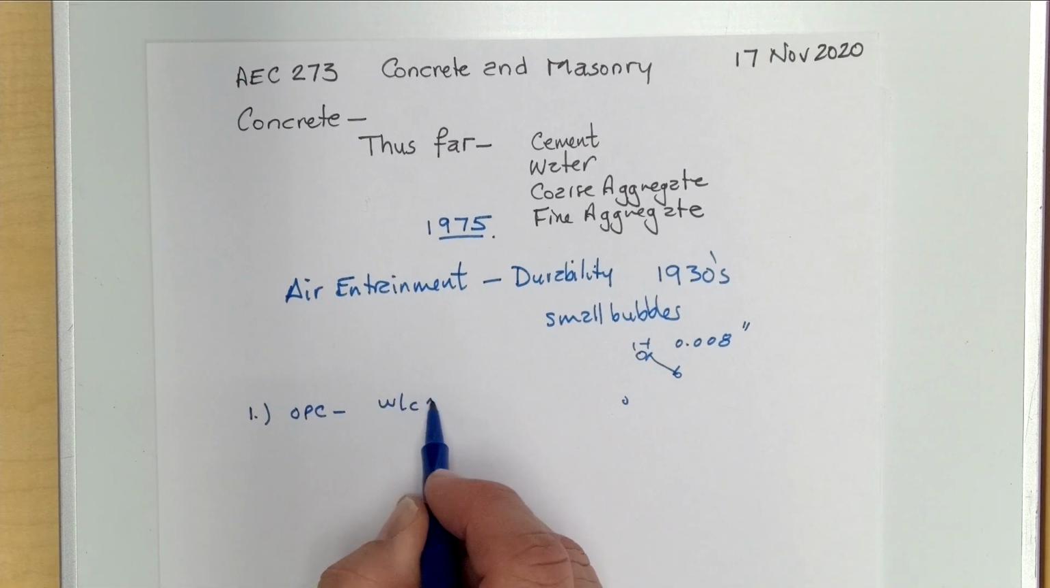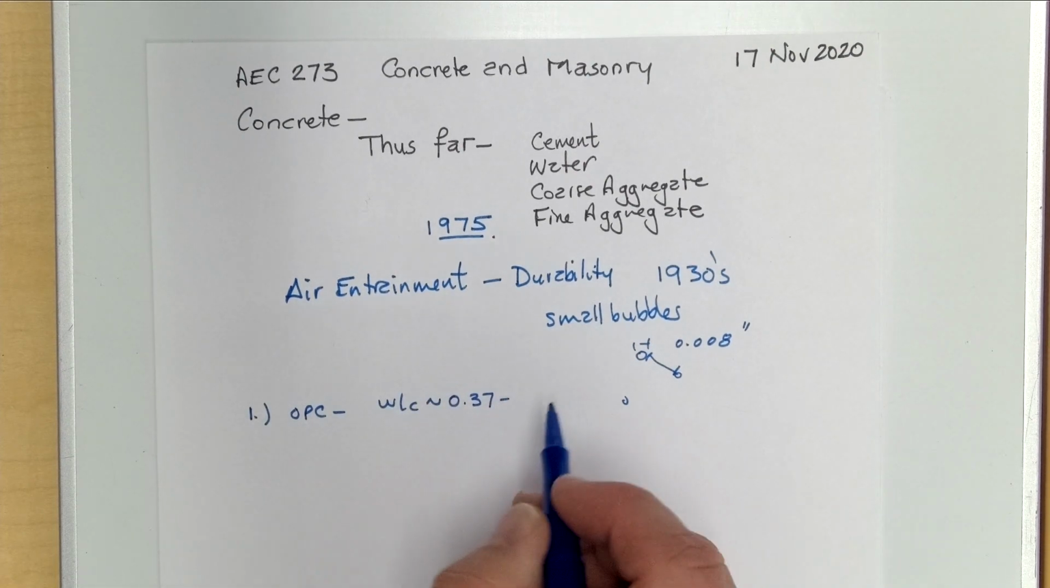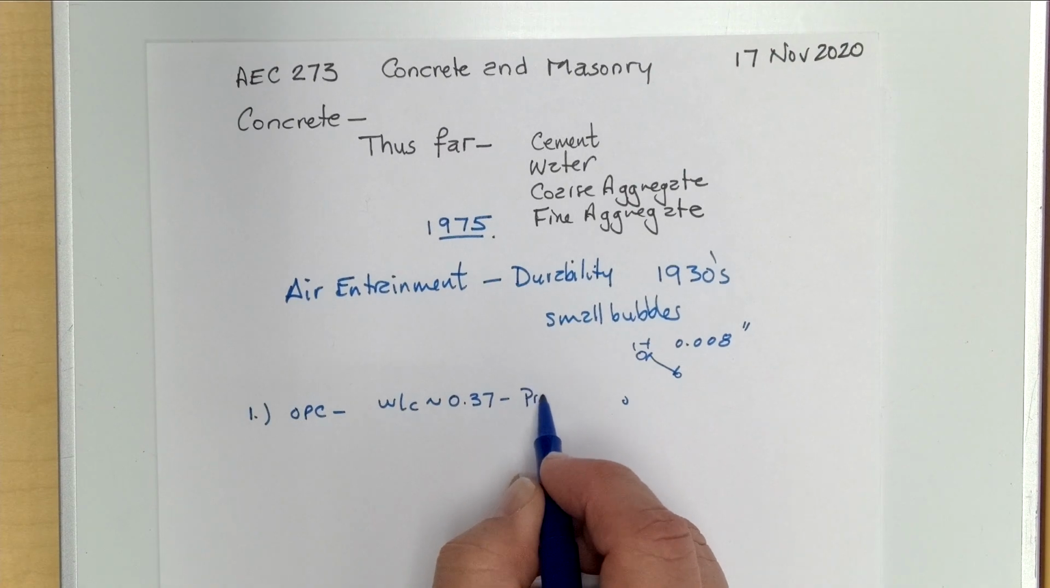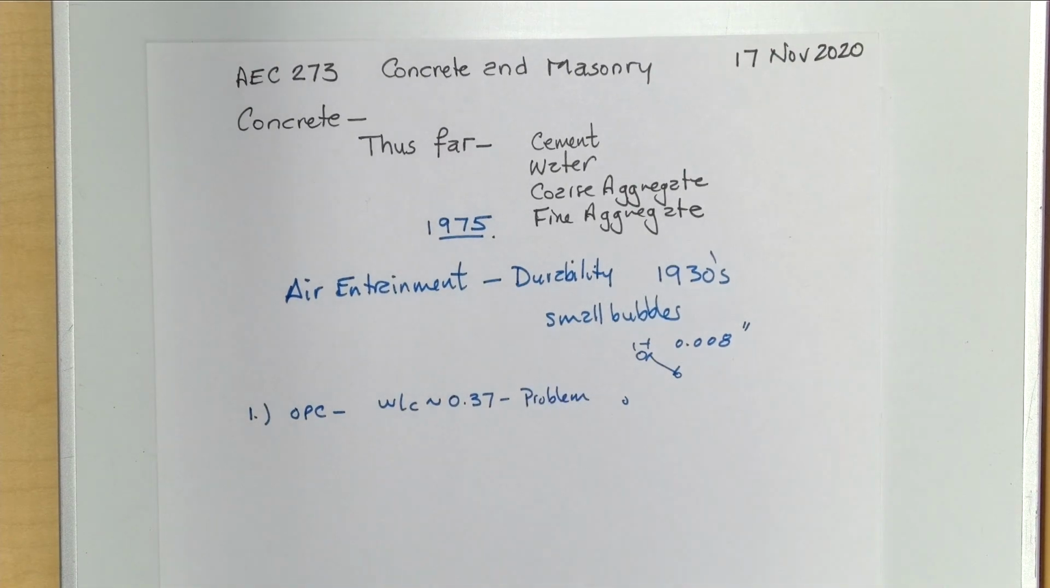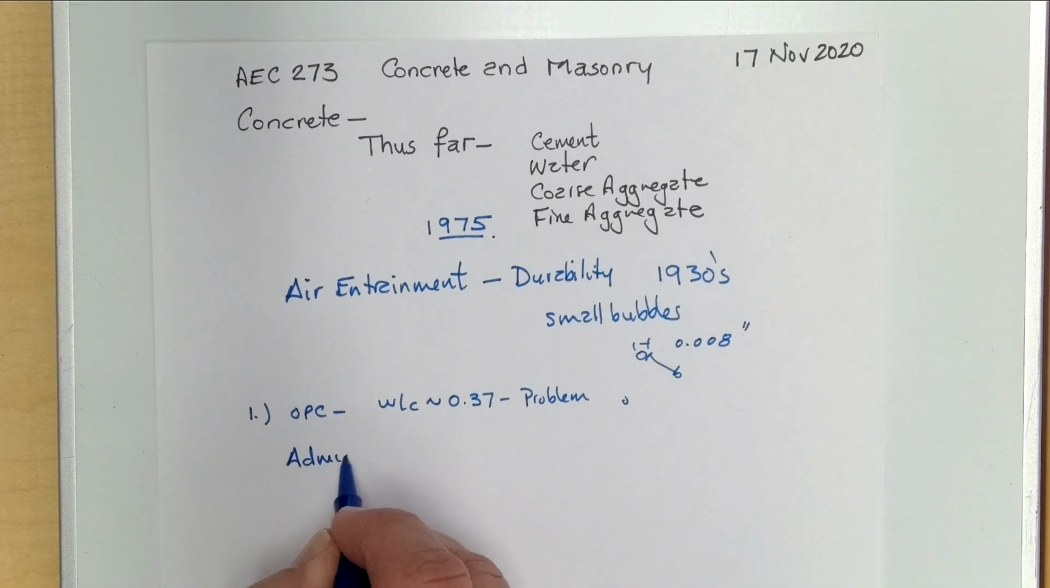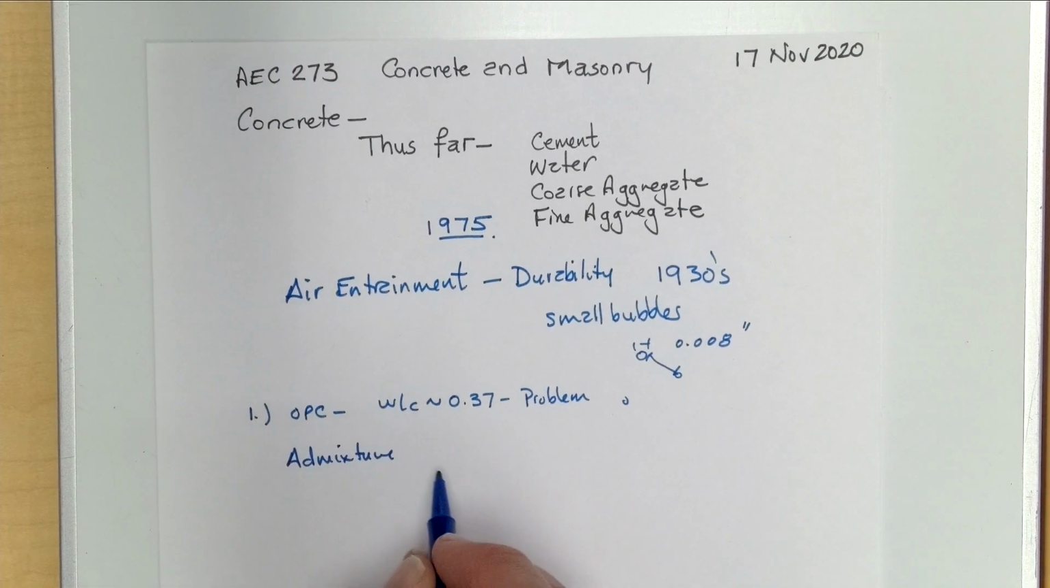But we get some limitations of our physical systems, one of which is our Portland cement at a water cement ratio of about 0.37. We have a problem, right? Can't get it to mix. And we showed you that. And then we used an admixture. So an admixture, a very simple functional definition, is something that is not cement or aggregates or water that's added to the concrete.